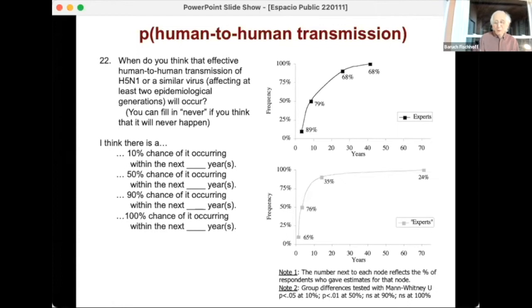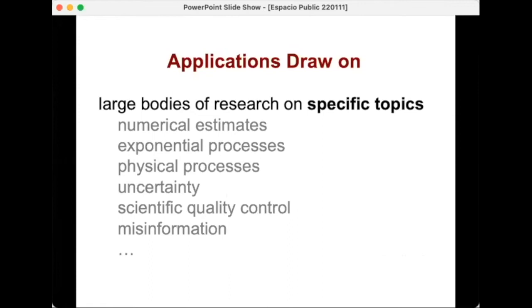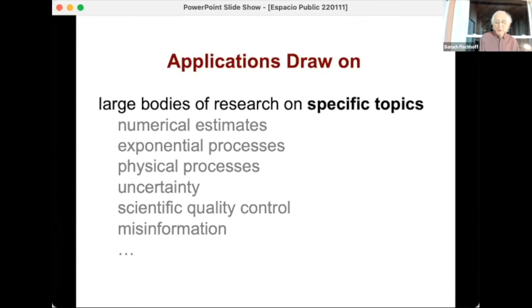I won't go into this, but part of the science of these interventions is to see how robust people's beliefs are. You ask people a question, they'll give you an answer, if only to make you go away. But here we want to know how seriously we could take their probabilities. So we asked the same question in two different ways and looked for internal consistency. The applications draw on a large body of research on how to communicate specific topics.